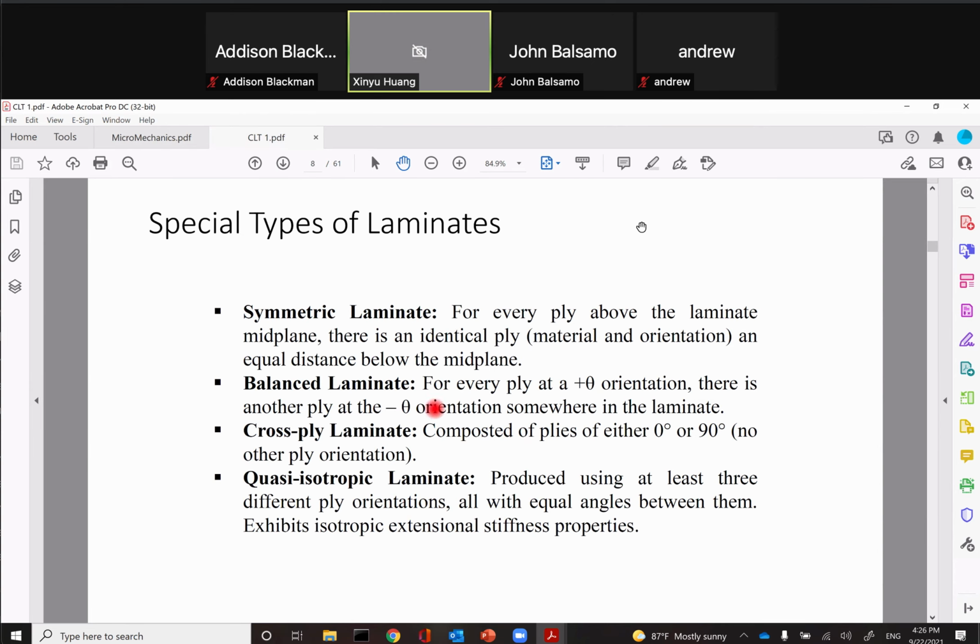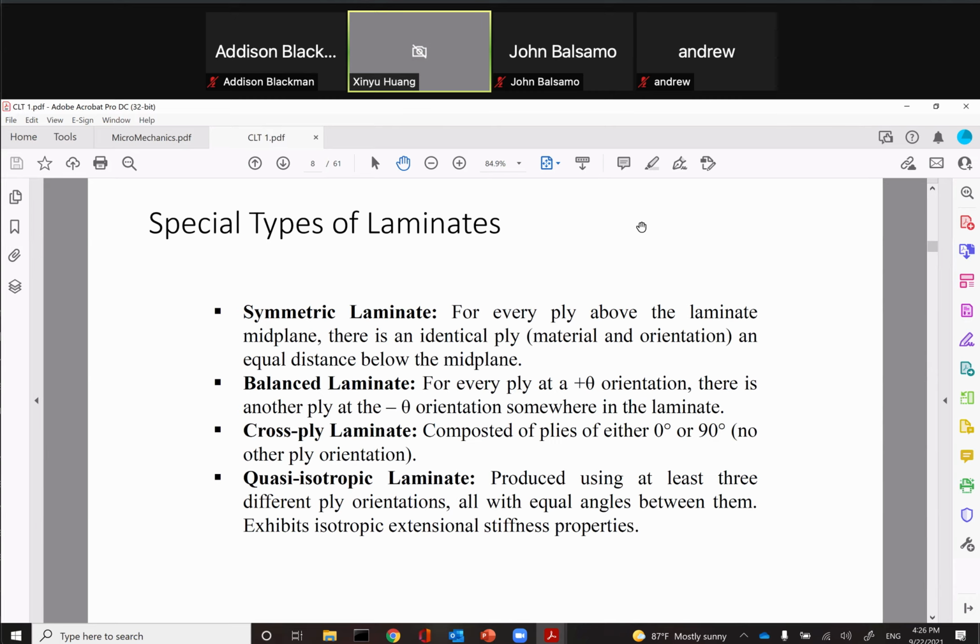This is a balanced laminate. For every plus theta orientation, there is another minus theta, but it doesn't matter where it's located. So this is a loose requirement. Let's say you have plus minus 45 next to each other above the midplane, that balances out. But for every plus theta, there's a minus theta. It doesn't require where you put it.